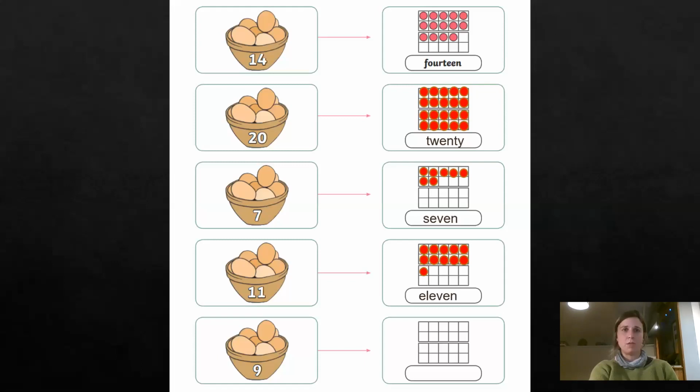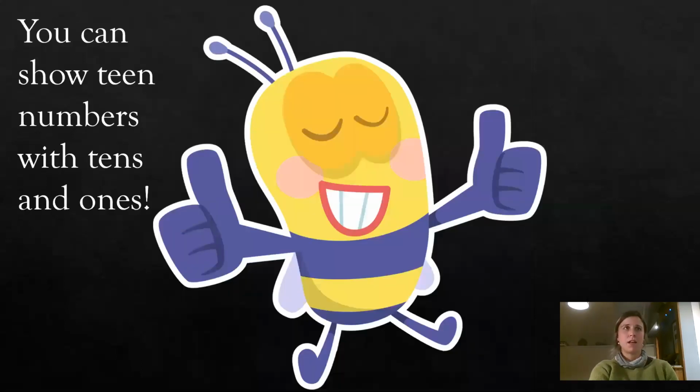And finally, we've got a bowl with 9 eggs. Is that more than 10 or less than 10? That's right, it's less. So again, we will count our individual counters together. And there we've got 9. So 1, 2, 3, 4, 5, 6, 7, 8, 9. Okay. So thumbs up, guys. You are showing your numbers using 10s and 1s. We will be using this skill again later on.